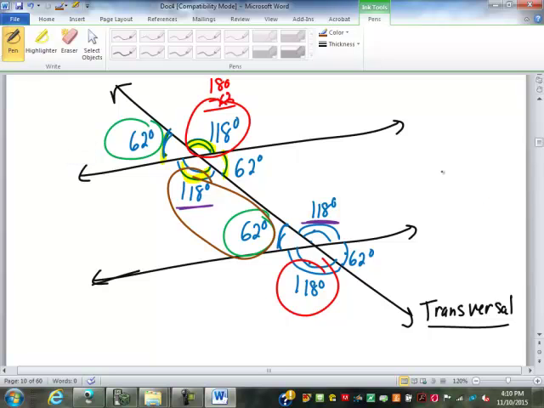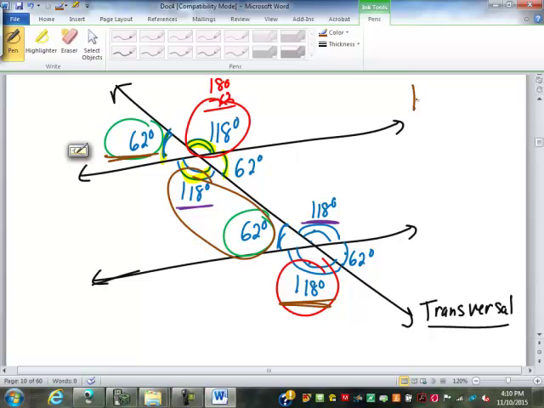And they'd have all sorts of rules. Corresponding angles are equal. Interior corresponding angles are supplementary. Alternate interior angles are equal. Alternate exterior angles are equal. Corresponding exterior angles, which would be this one and this one, are supplementary. Well, I'm throwing that out there very fast because I have no intentions of you memorizing those rules.